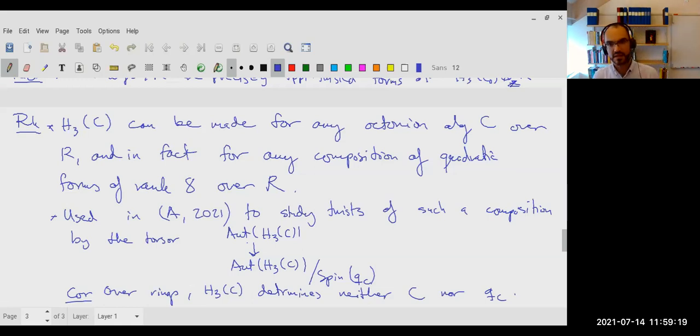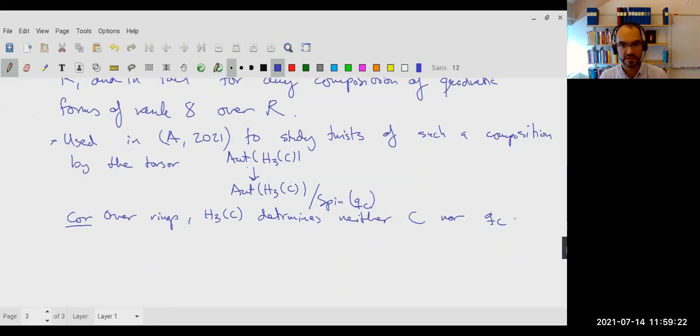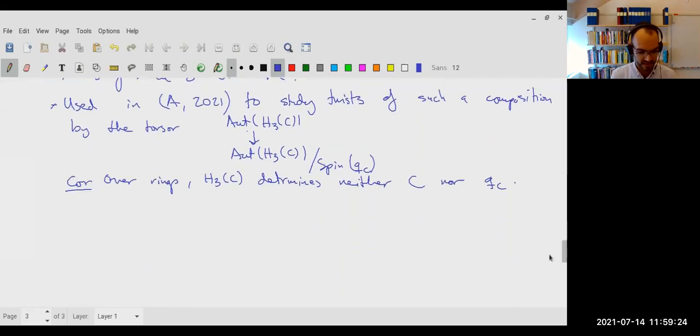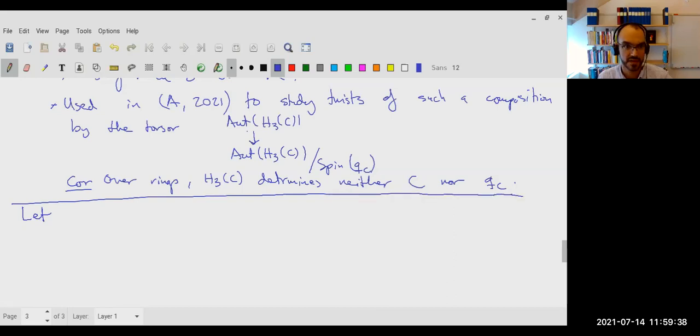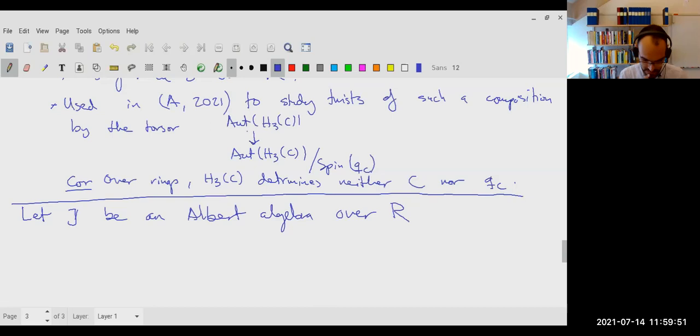But let's move on from this and look at isotopes of Albert algebras. So henceforth, let's forget a bit about Octonions and let's look at J, an Albert algebra over our unital commutative ring R.